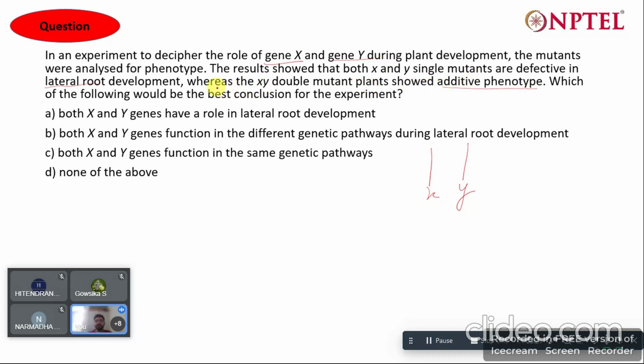So, which of the following is the best conclusion for the experiment? Option A, both X and Y genes have a role in lateral root development. Option B, X and Y genes function in different genetic pathways during lateral root development. Option C is X and Y genes function in the same genetic pathway, or D, none of the above. Can anybody take a guess?